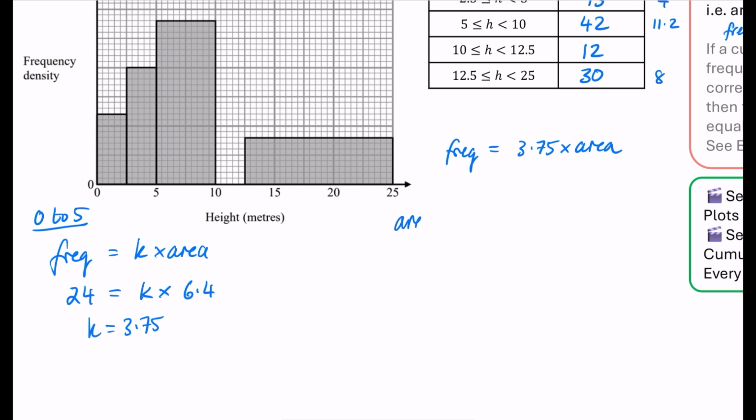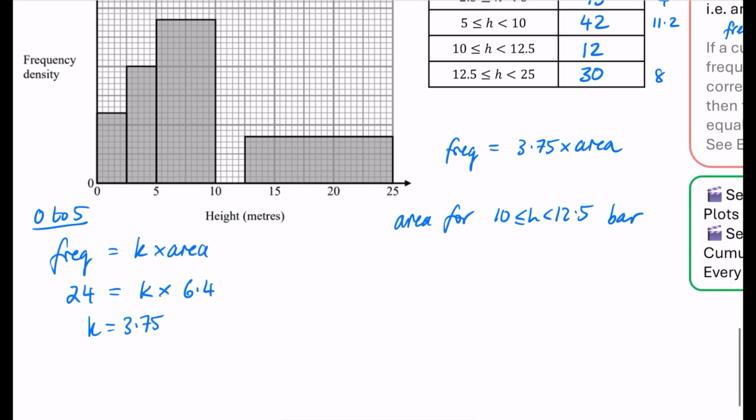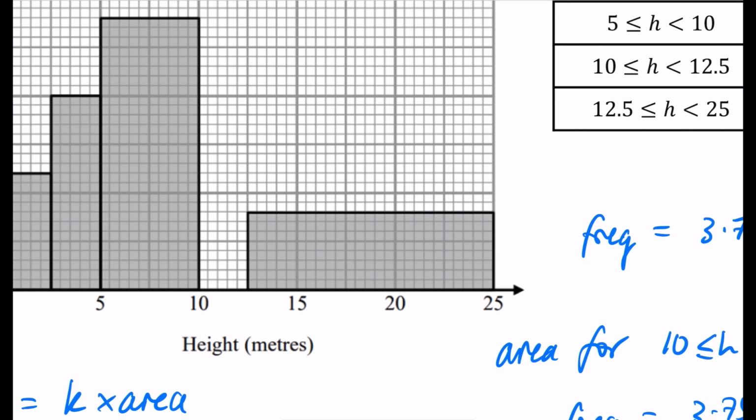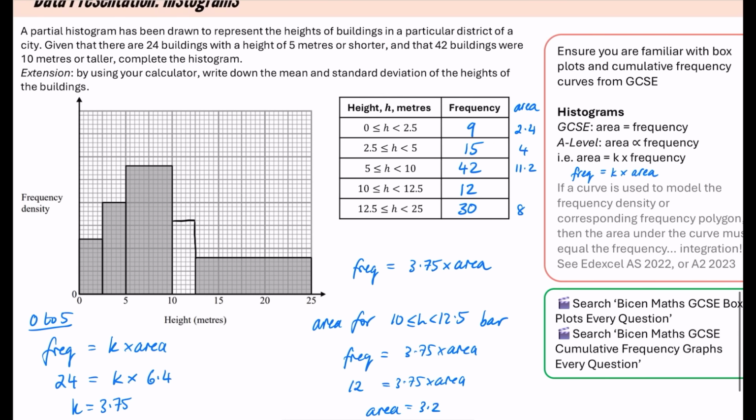So I'm now going to say the area for the 10 to 12.5 bar. So we know that the frequency is equal to 3.75 times by the area. The frequency is 12. And so the area will be 12 divided by 3.75, which needs to be 3.2. So I need 3.2 blocks, okay? So we've got, that's 1 block, 2 blocks, 3 blocks. Okay, 3.2 would be to there and finishes off like this. So I've got it drawn up to that 3.2 for that section. So I've completed the histogram.